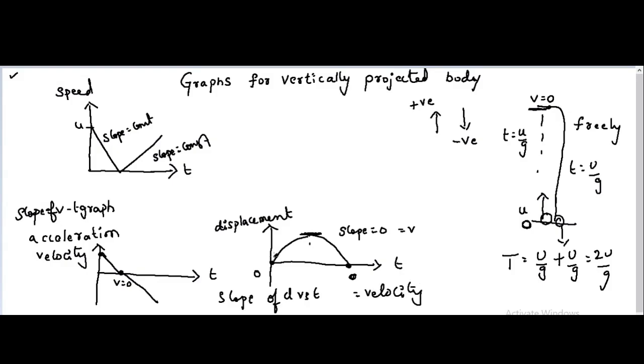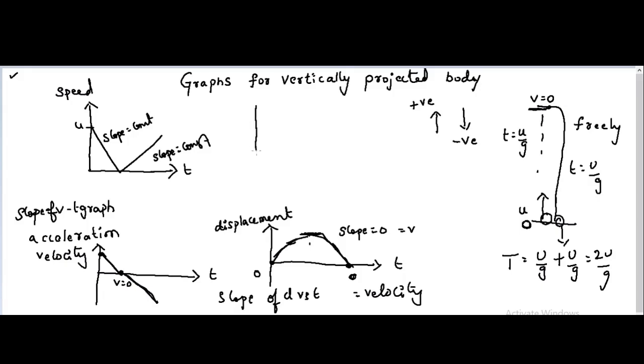See, if you draw a tangent, the velocity keeps on decreasing. And then if you draw a tangent here, the velocity increases in the negative direction.